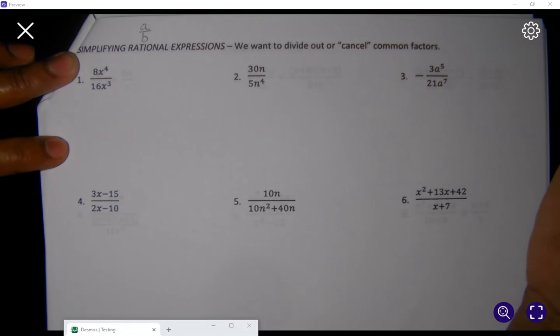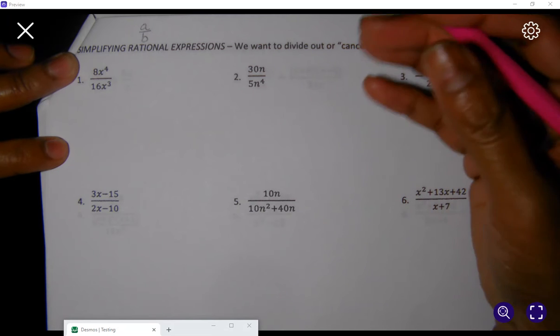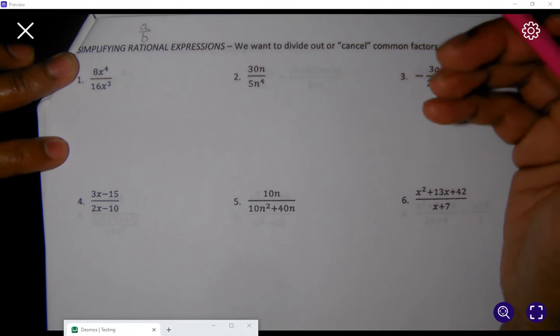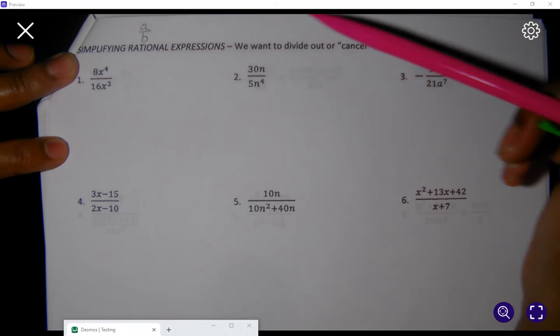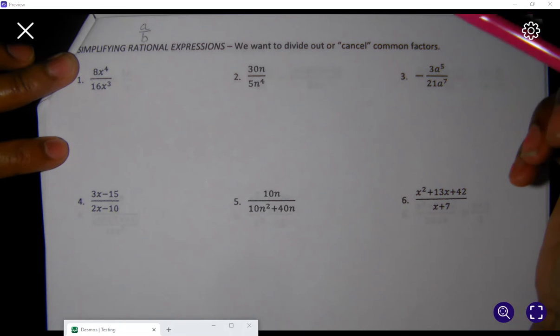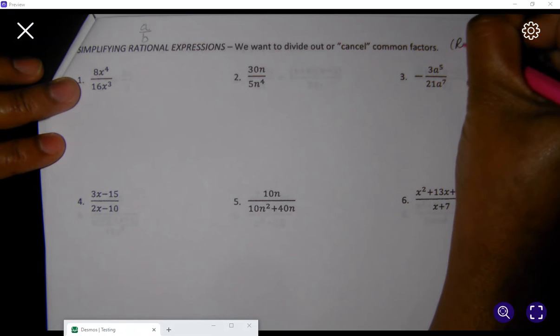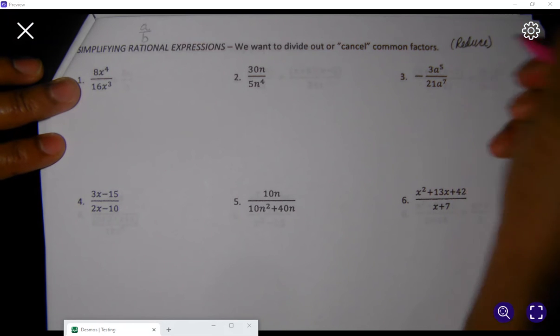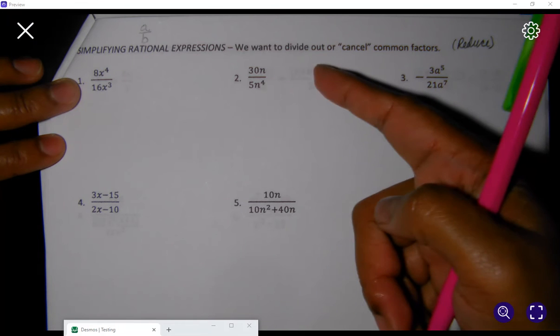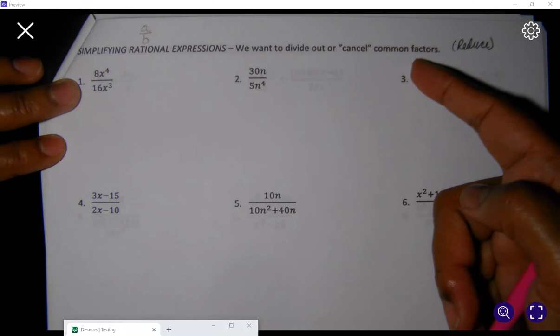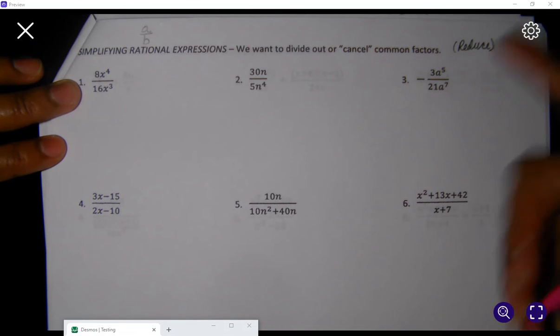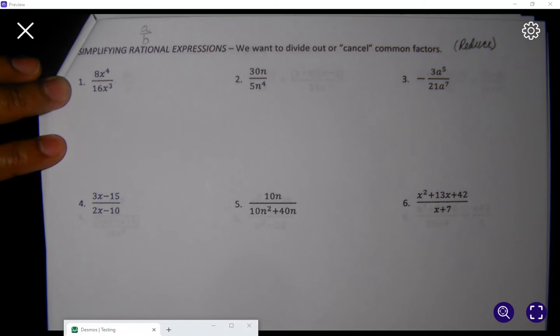Notice that we're not solving for anything, meaning we're not looking for a specific variable. We're just learning how to simplify. Whenever we have a rational expression, we usually simplify by, you might have heard it, reducing the fraction. So we can divide out or cancel common factors. That's how we reduce rational expressions. Sorry, I said radical, that's from Unit 5.